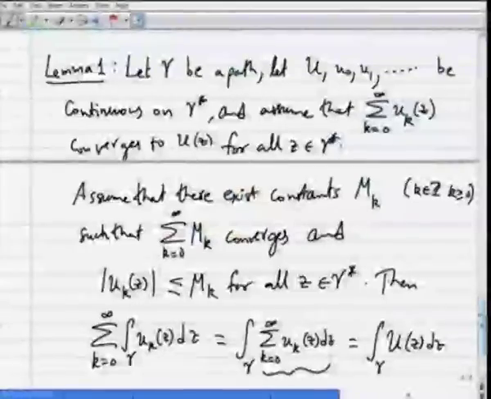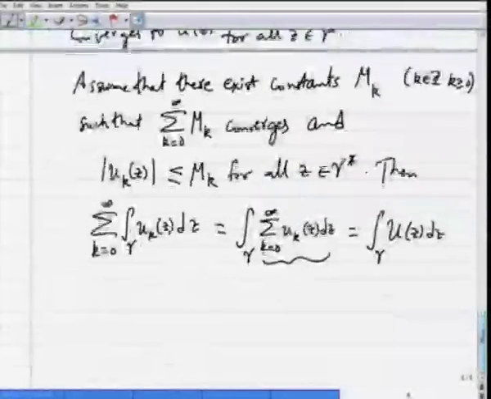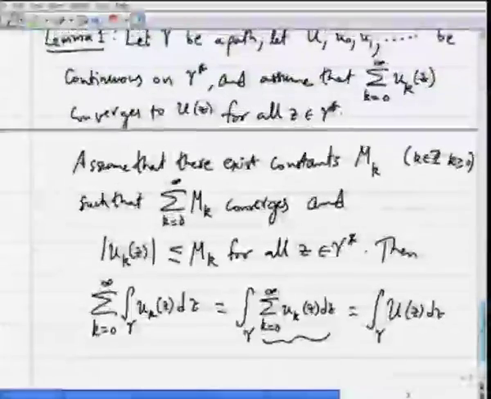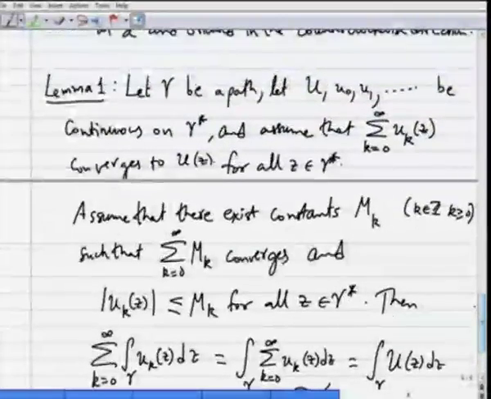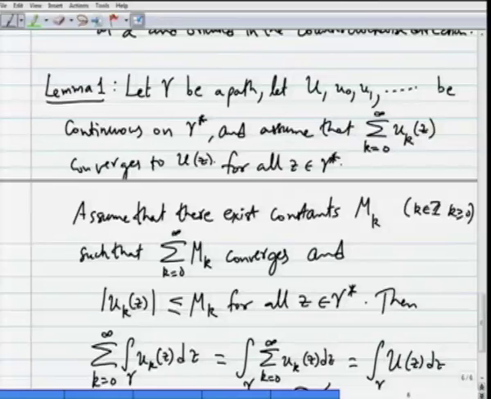So, this lemma tells us that if you have a term by term, or point by point, convergent series of functions, so for each point z, this series of functions converges to u(z), at least for all z belonging to gamma star.